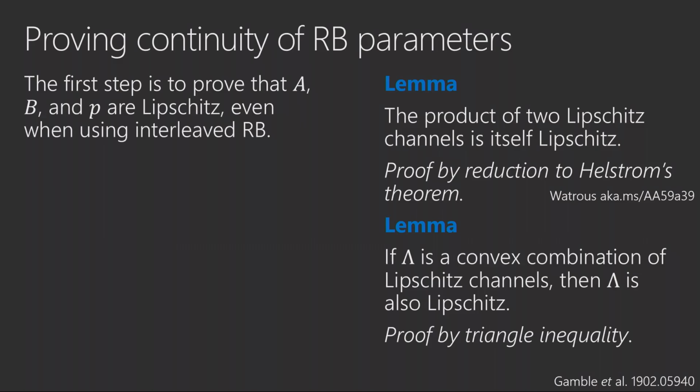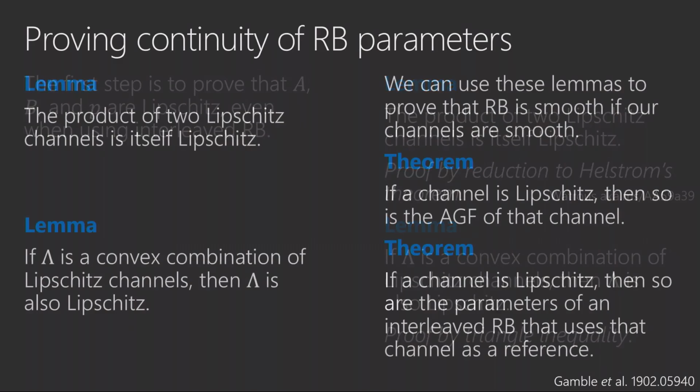The next lemma we'll need is that if I have a convex combination of smooth channels, it's also smooth. And here the proof follows by writing out a bunch of telescoping sums and applying the triangle inequality. It works exactly as you'd hope.